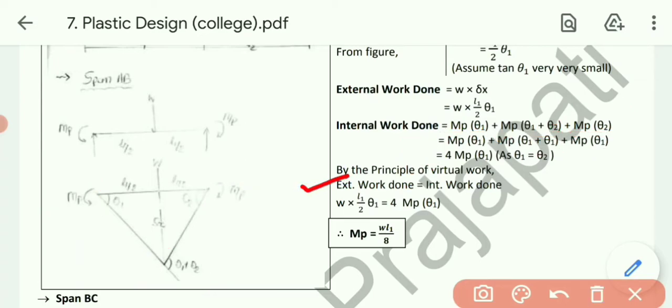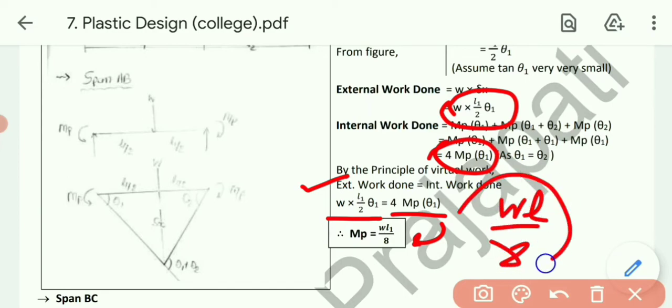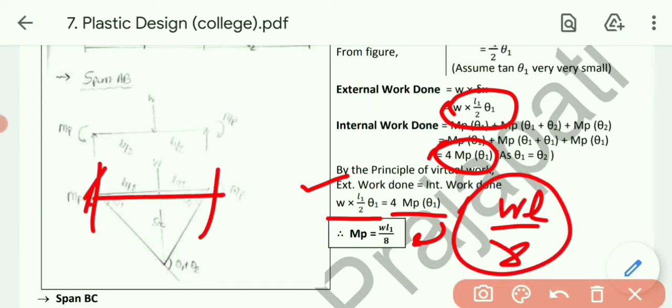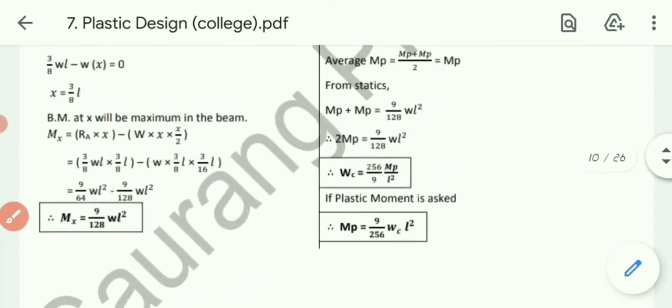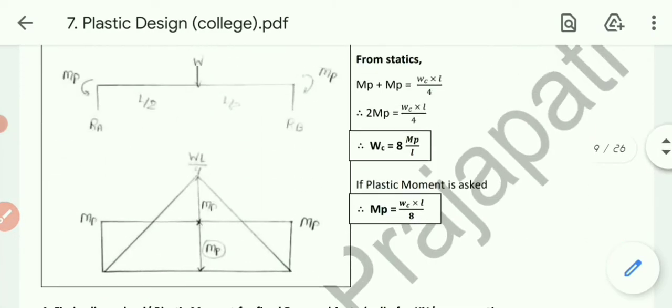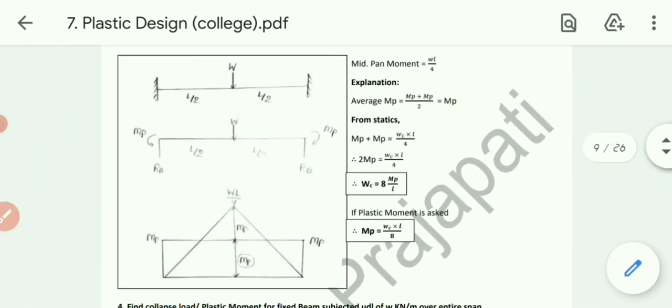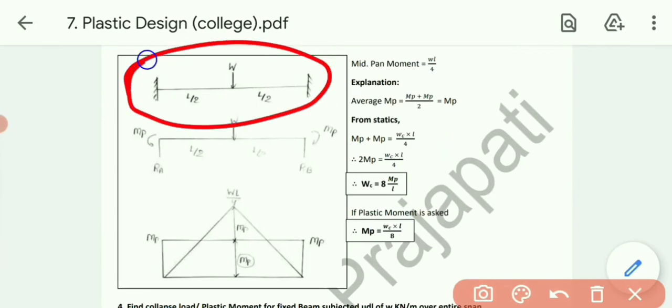Now let's equate both works. External work equals internal work. External work is W into L1 by 2 theta 1, while internal is 4 MP theta 1. Simplifying this, we will get the formula MP equals WL1 by 8, or we can say WL by 8. Let's keep it as a constant, WL by 8. This is the case of a fixed beam with central point load. Let's see the formula which we derived earlier using the static method. See, for a fixed beam with central point load, the moment's formula was WL by 8.